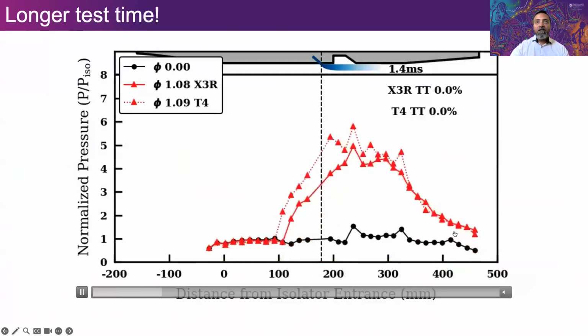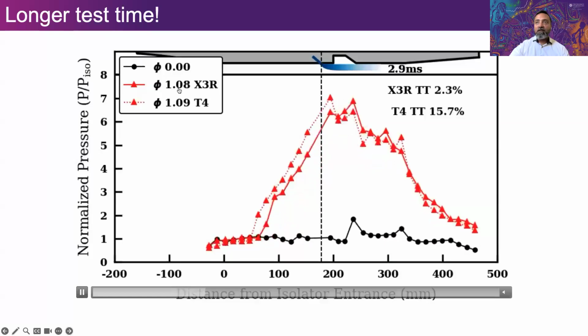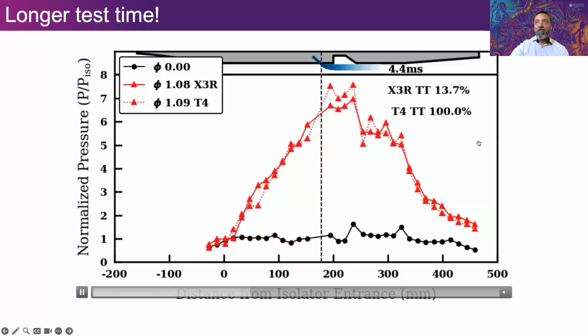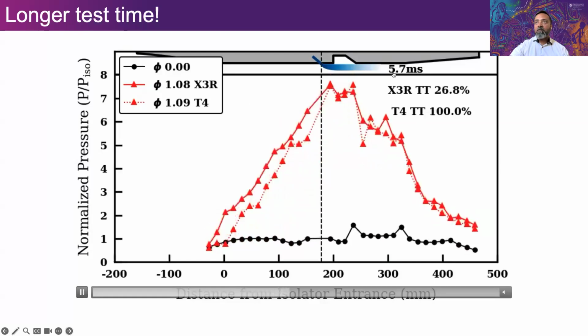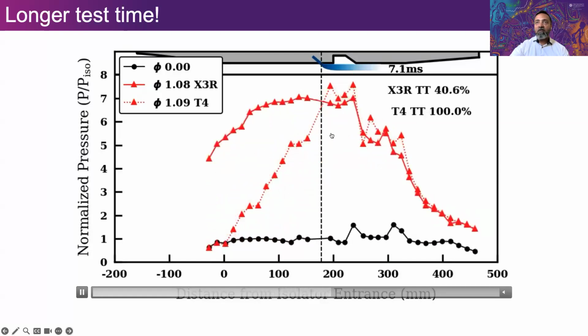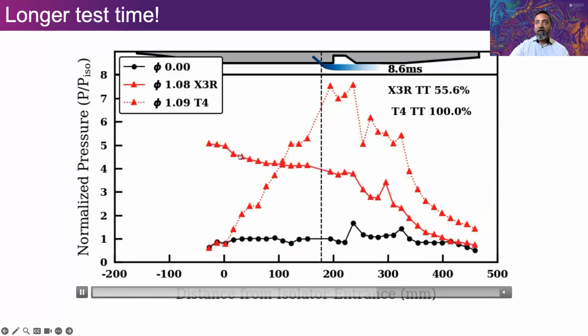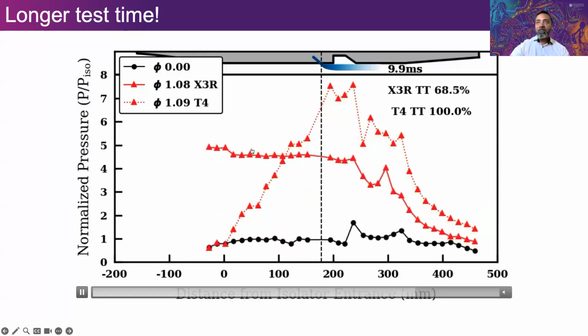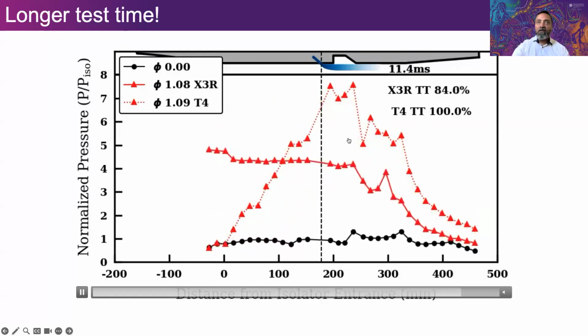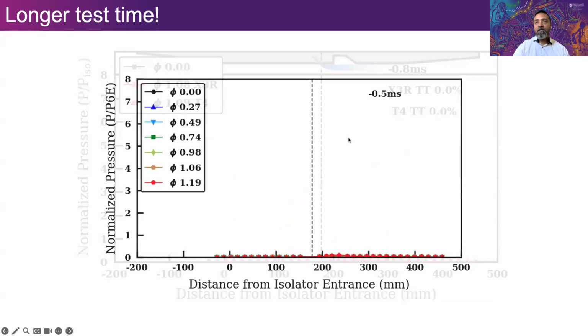Here's a comparison at almost stoichiometric fueling. T4, you'll notice, will stop at 4.5 milliseconds. It's run out of test time completely, and X3R continues, and you can see it becomes horizontal in that normalized plot. What that means is the model unstarted.